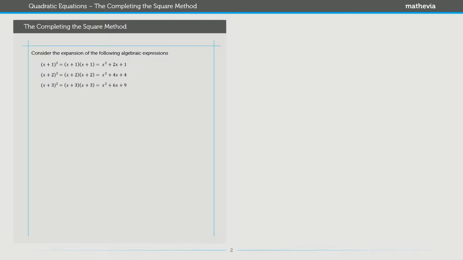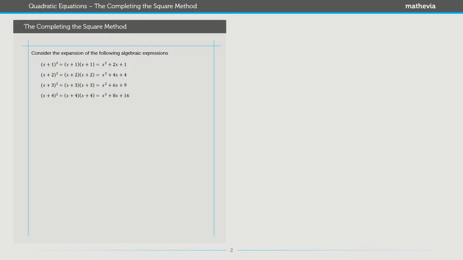Now, what if we had x plus 3 all squared? The answer will be x squared plus 6x plus 9. And if you have x plus 4 all squared, you'd have x squared plus 8x plus 16. Now let's try and identify a pattern here.